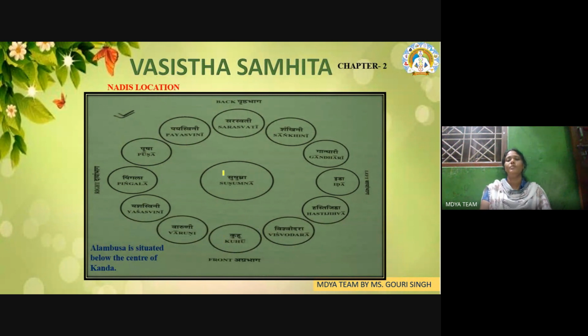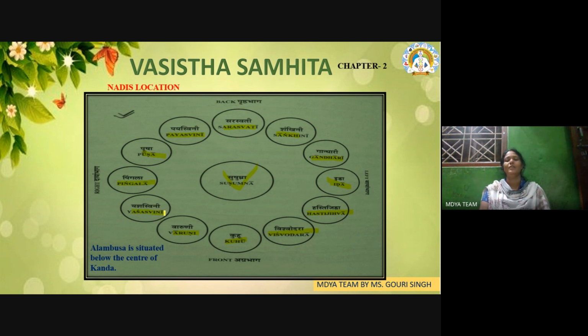So first, in the middle Susumna is present, and on the left side Ida is present, and on the right side Pingala is present. Then he described the other nadis. After Pingala, above Pingala, Pusa is present, then Payashuni, then Saraswati, then Sankhini, then Gandhari. In this way they are arranged till Ida. Again from below Ida, Hastajiva is present. Below Hastajiva is Viswadhara. Below Viswadhara, then Kuhu, then Varuni, then Ashosini.